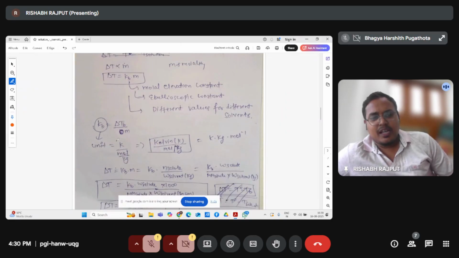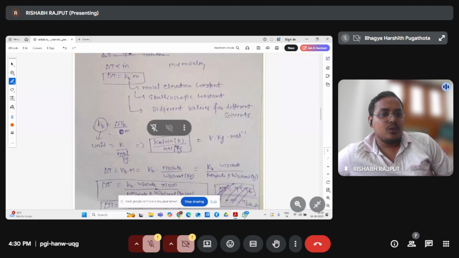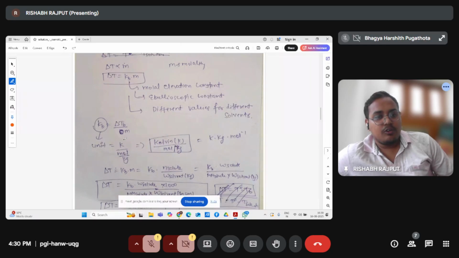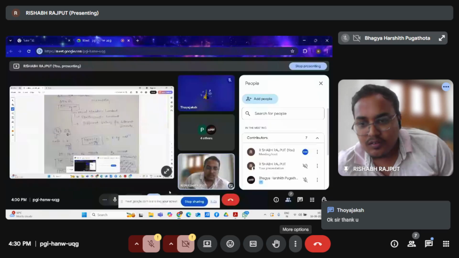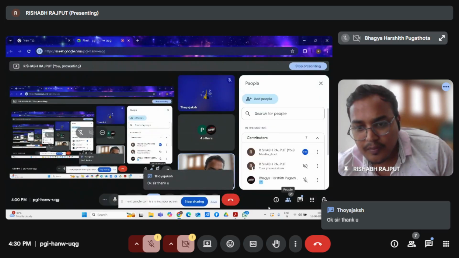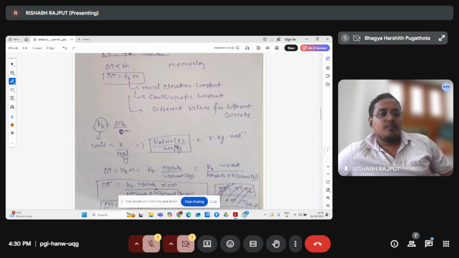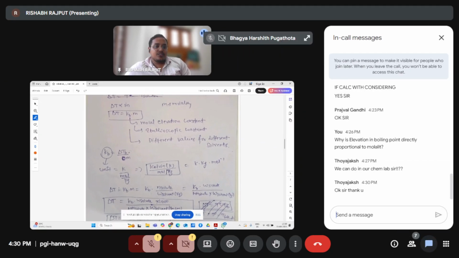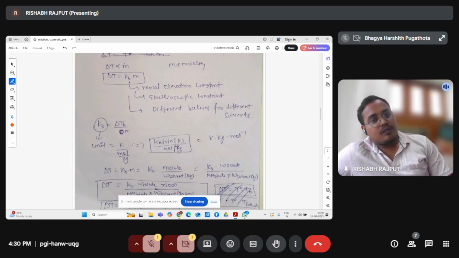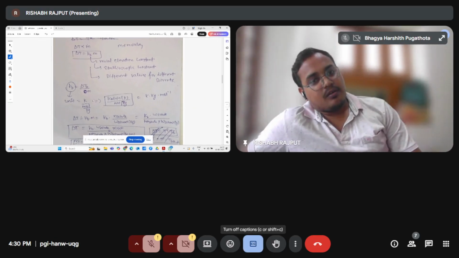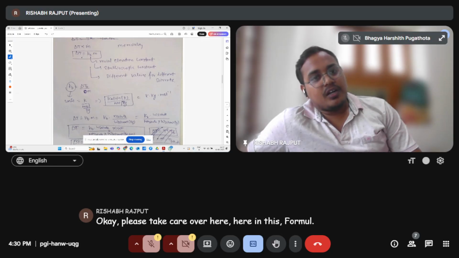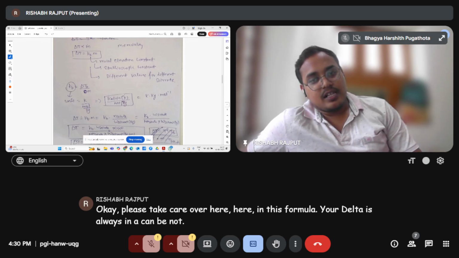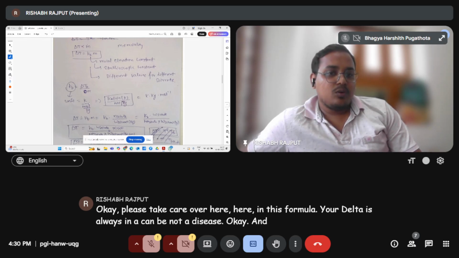Sometimes in JEE they will ask the kV unit. If you divide delta T by molality, you will get the unit. Please see, the change in temperature is always in Kelvin, not degree Celsius. Please take care here. In this formula your delta T is always in Kelvin, not degree Celsius, and molality is mole per kg.